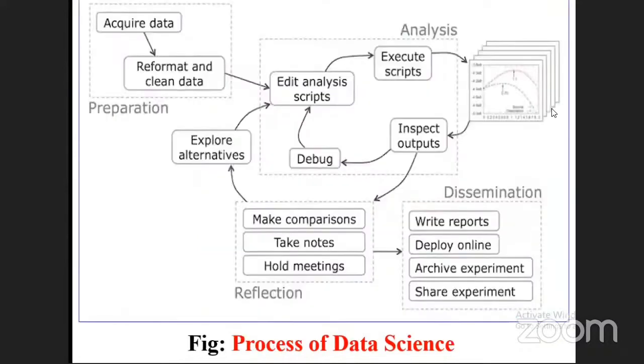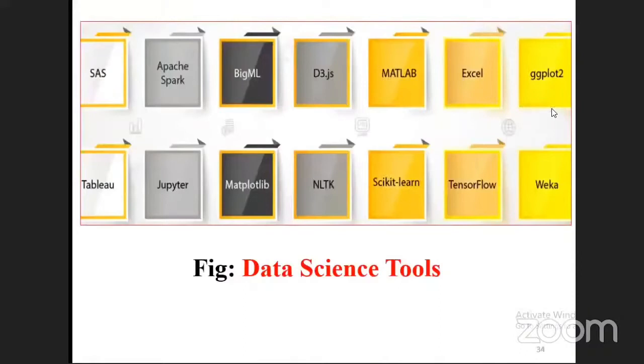So the process of data science, final step: acquiring the data, preparation of the data, reformat and clean the data, then analyze the data and apply techniques and get the results and analyze the results. Finally, we are communicating with the customers, end users, stakeholders. These are the data science tools.